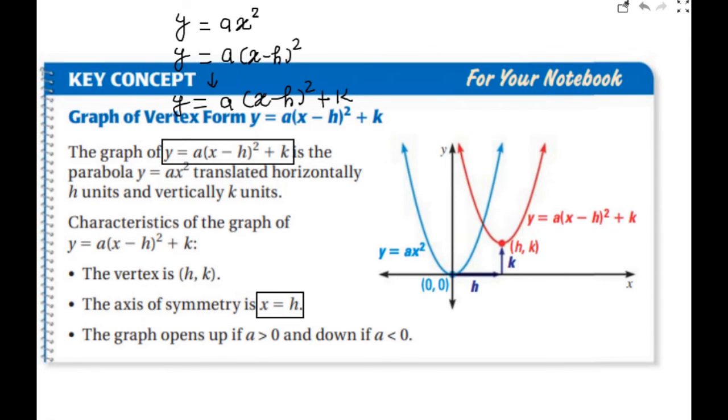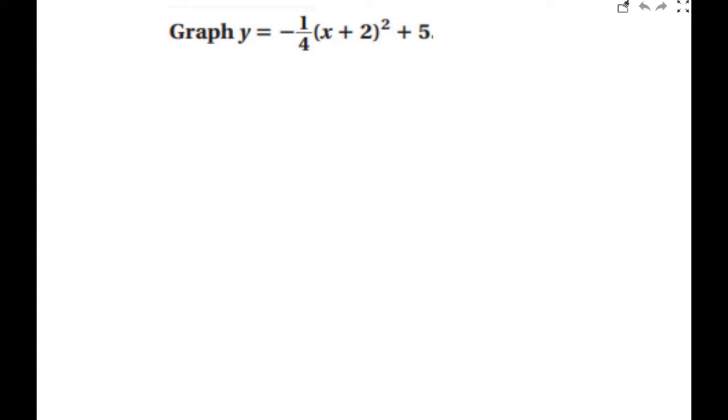Let's have an example now. We need to graph this function. So first of all, we compare it with the vertex form, which is y equals a times (x minus h) whole squared plus k. So we can first of all compare the values of h and k. This is my 2 and this is 5.